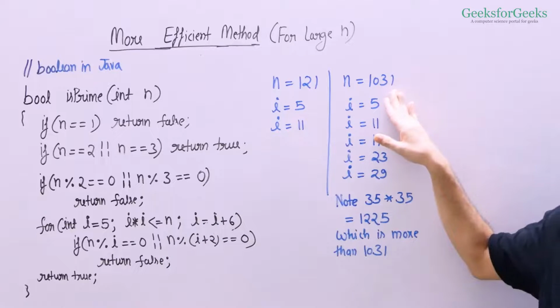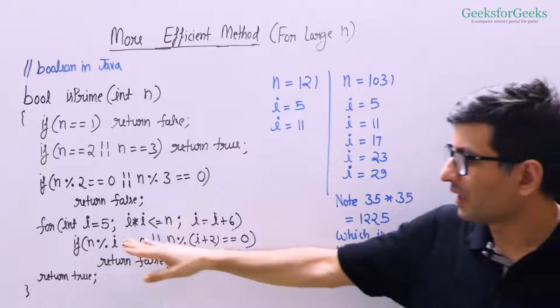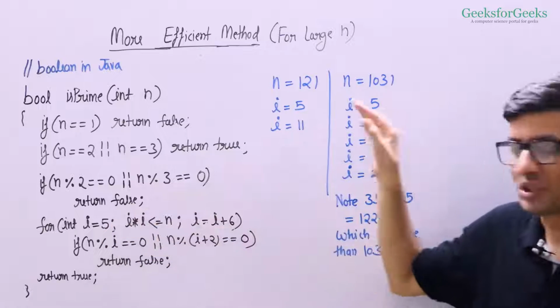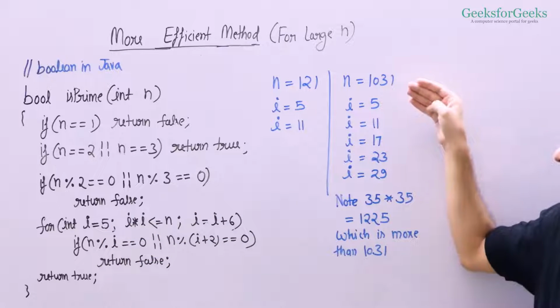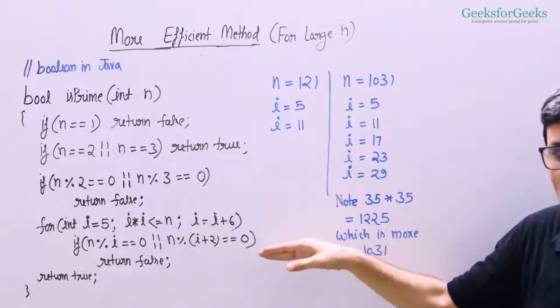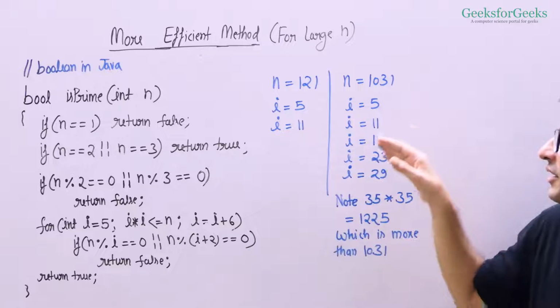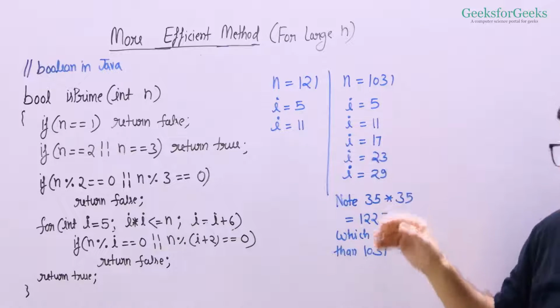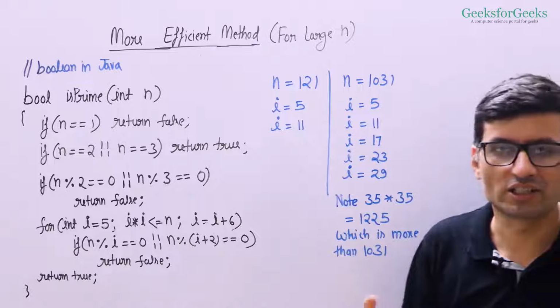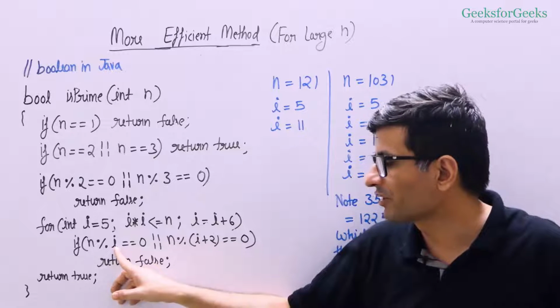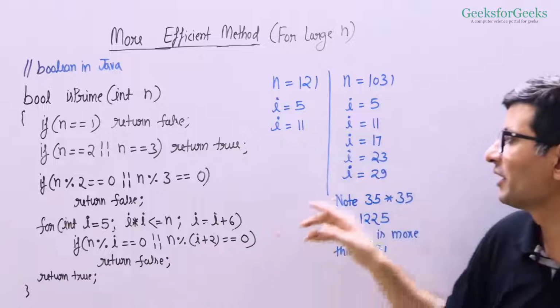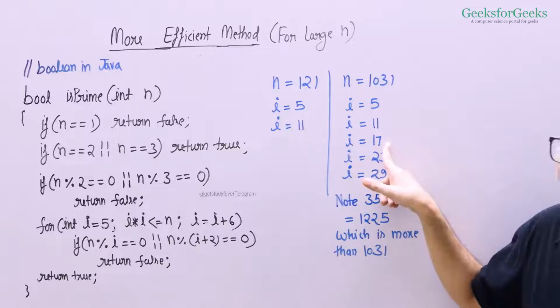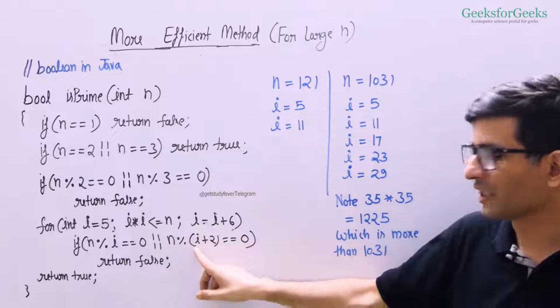Let us see 1031. We begin with i equal to 5. Right, 1031 is a prime number. So we are going to check with 5 and 7. It's not divisible by both. Then we do i equal to 11. It's not divisible by 11 and 13 both. Right, when i is 11, we are going to check with 11 and 13 both. Then we are going to come to i equal to 17. We are going to check for 17 and 19.